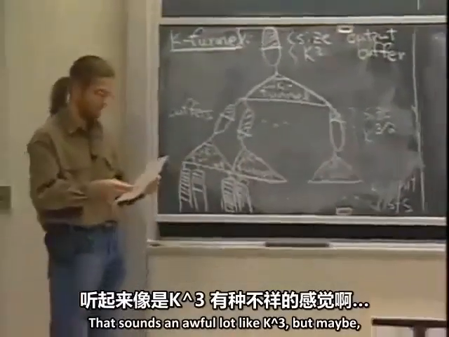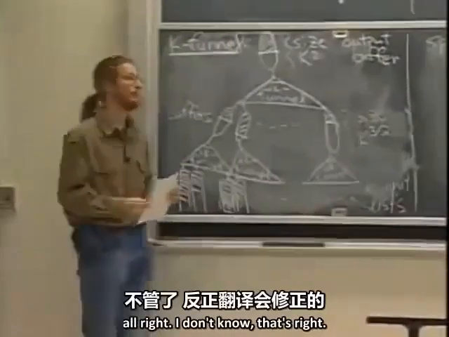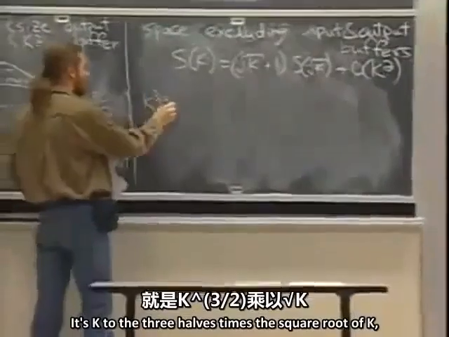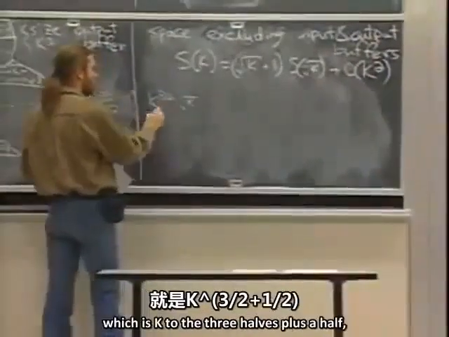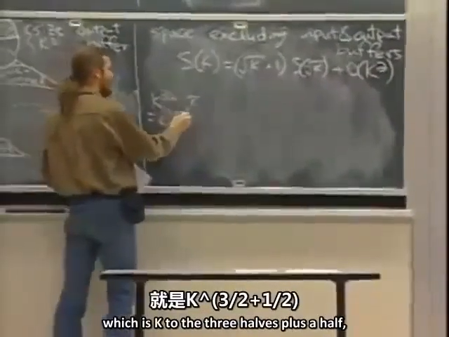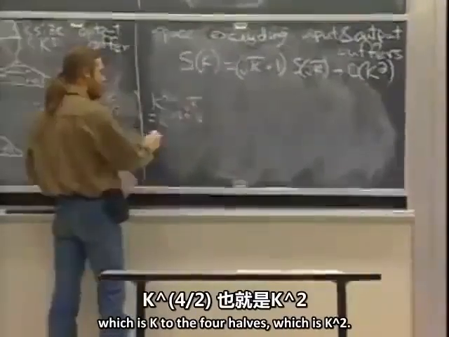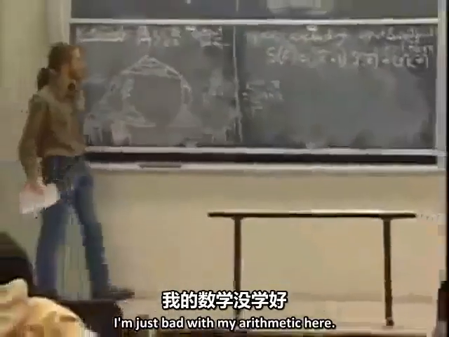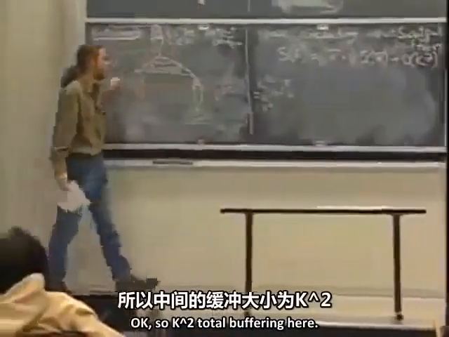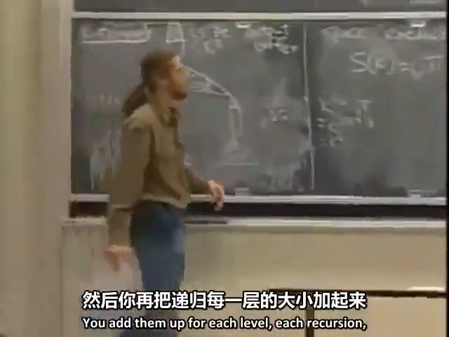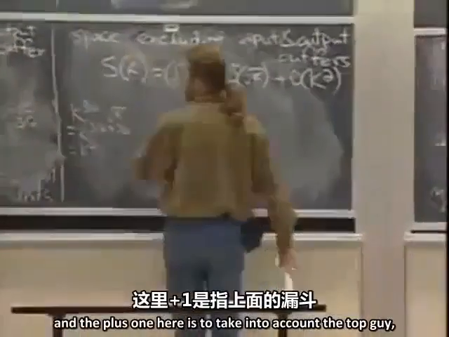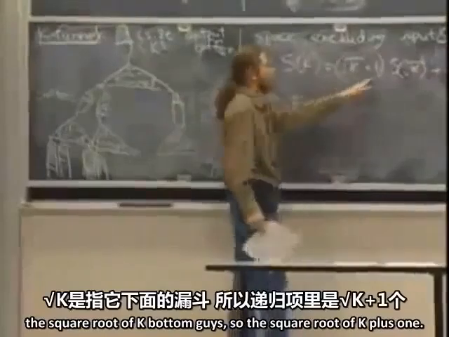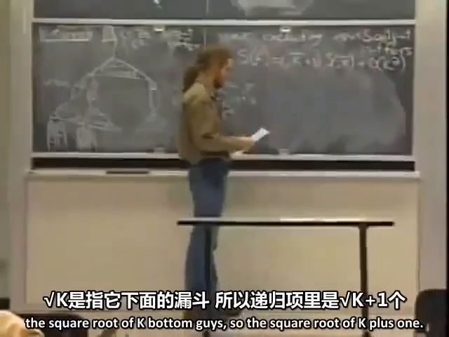Sounds an awful lot like k cubed, but maybe, all right. Oh, no, that's right. It's k to the 3/2 times square root of k, which is k to the 3/2 plus a half, which is k to the 4/2, which is k squared. Whew, okay, good. I'm just bad with my arithmetic here. Okay, so k squared total buffering here. You add them up for each level, each recursion, and the plus 1 here is to take into account the top guy. There's square root of k bottom guy, so square root of k plus 1.